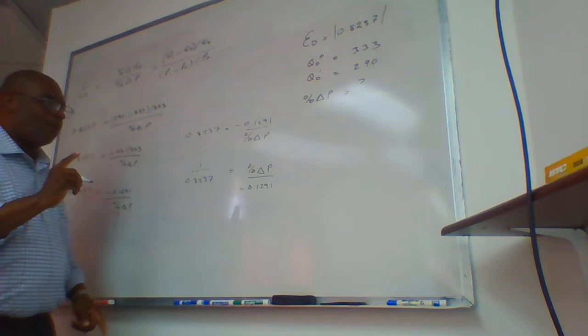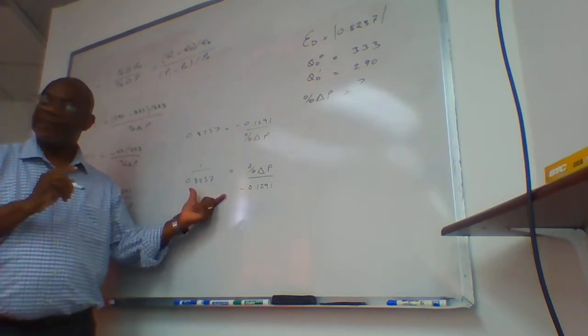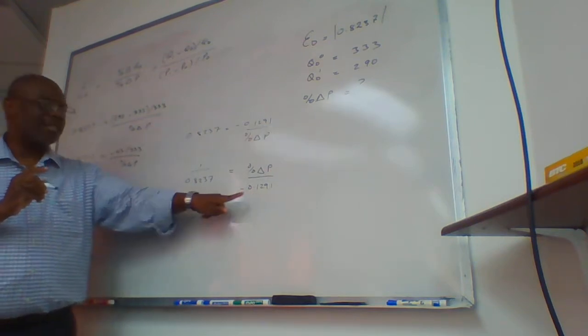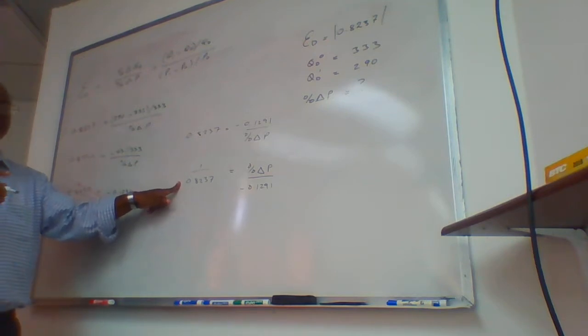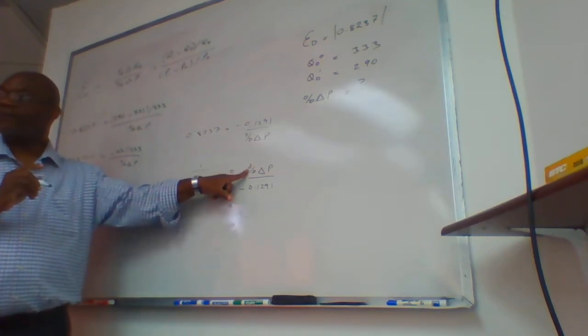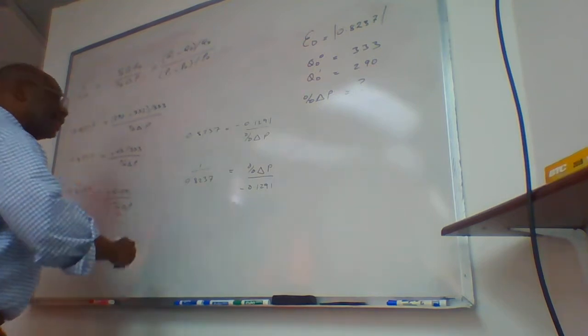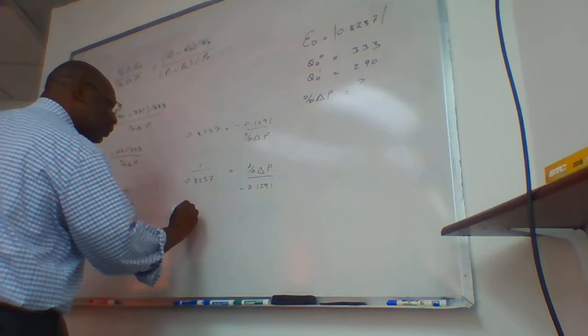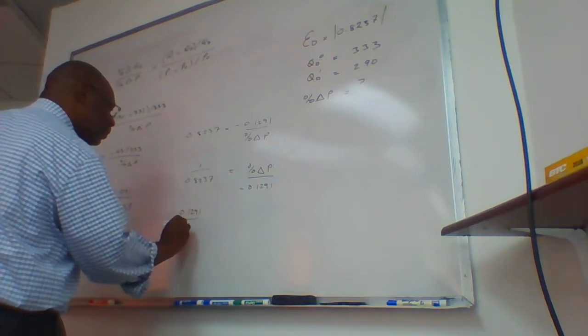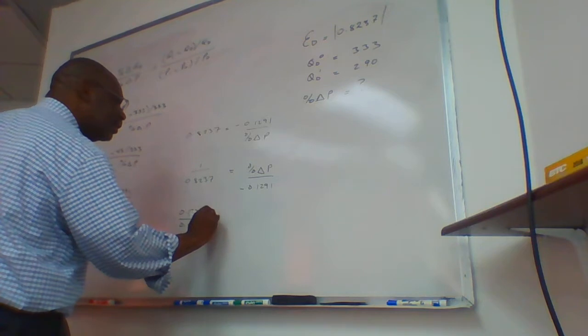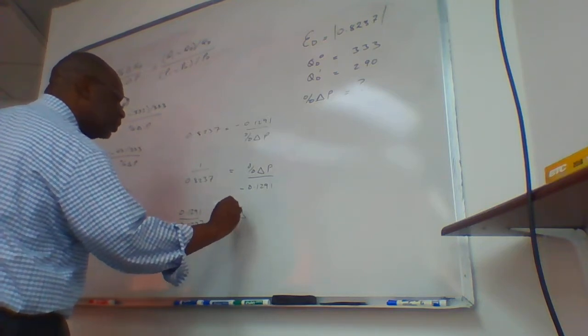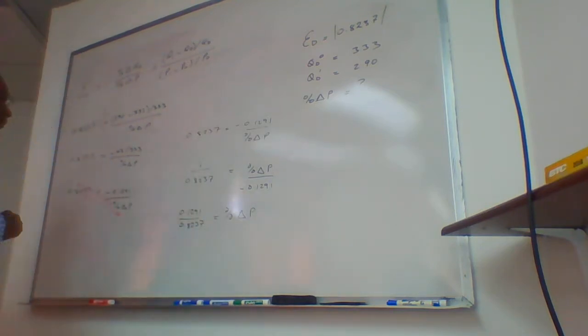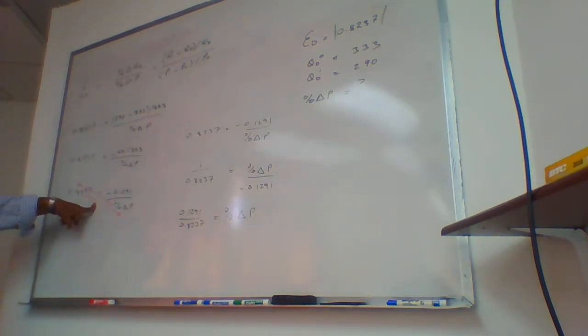So this is how we had it the last time, and we take this one and multiply by this equation to get this by itself. All right. That is simply 0.1291 over 0.8237 equals percentage change in P, which is what we did here.